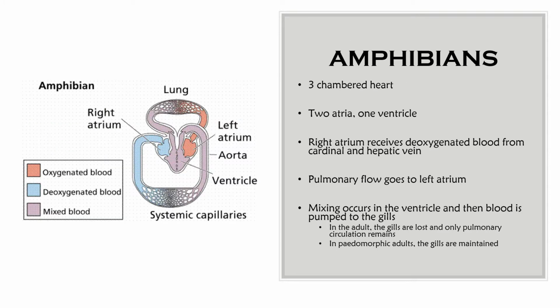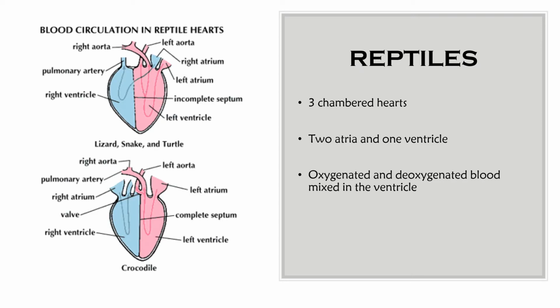Amphibians have a three-chambered heart, so there are two atria and one ventricle. The right atrium is receiving deoxygenated blood from the cardinal and the hepatic vein. Now reptiles also have a three-chambered heart, and for the most part it is fairly similar to amphibians, so you have two atria and one ventricle, and oxygenated and deoxygenated blood is mixed in the ventricle.